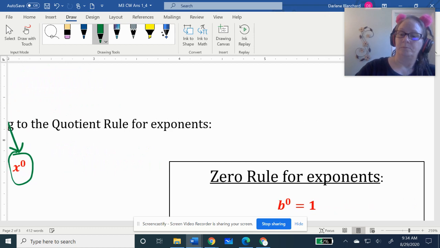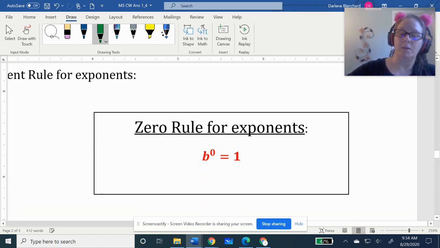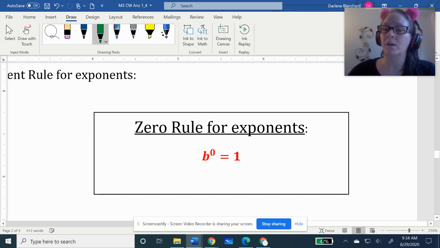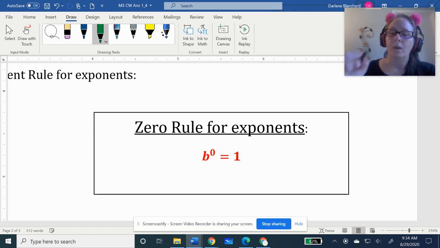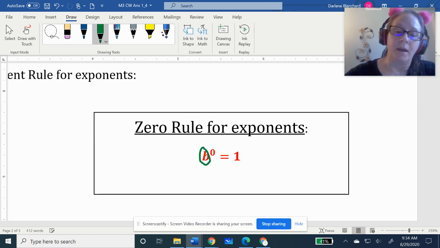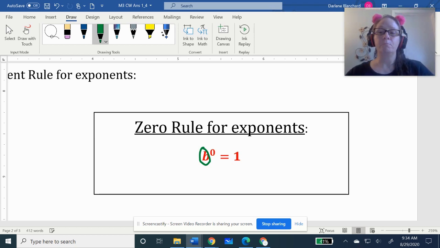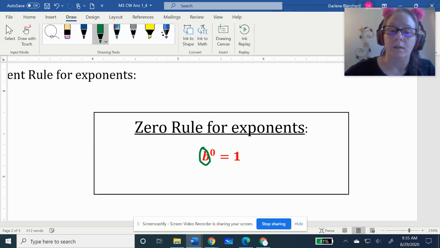So the 0 rule for exponents is if you have a base to the 0 power, that is equal to 1. Now, I want to take a moment to just add this side note that you do not have to know at a Math 3 level. This is true as long as b is a non-zero real number. So that means any number base that I have, as long as it is not 0, and it is a real number, then a 0 exponent will give me an answer of 1.